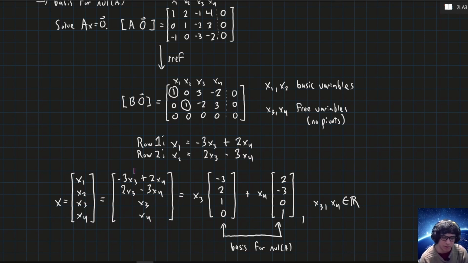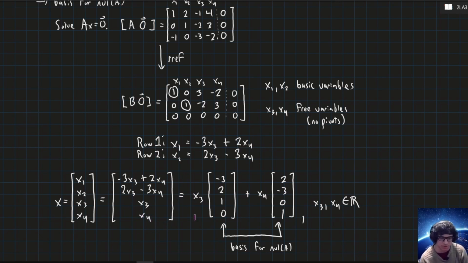Now I want to decompose this vector. We notice that x3 and x4 are the only variables left. So I write down x3, and then I write the coefficient of x3 from each entry here. So we have negative 3x3, 2x3, and 1x3, and none on the bottom. Same for x4: I have 2x4, negative 3x4, 0x4, and 1x4. If you check, just multiply this out and then add it up, you'll get this back.